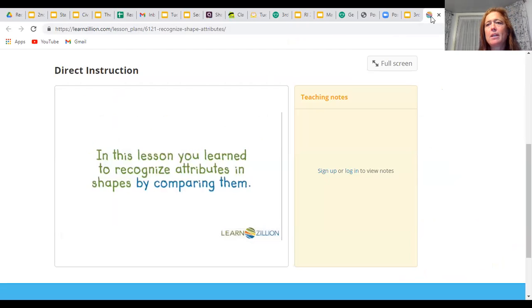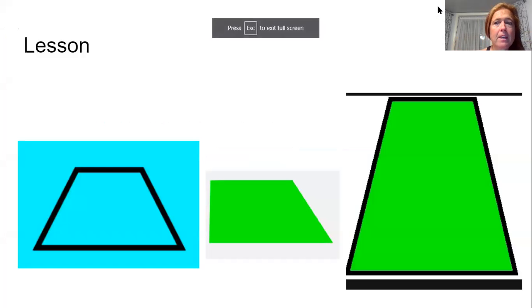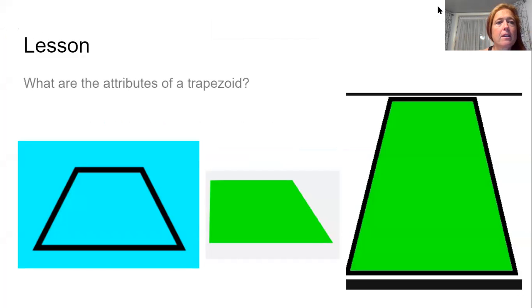Okay, so that's a little bit of a beginning to sorting shapes. We have been learning their attributes, and so now we're going to be using those attributes to sort them. Today we'll be learning the attributes of 2 more shapes. The first one is called a trapezoid. These pictures are all pictures of trapezoids. What are the attributes of a trapezoid?